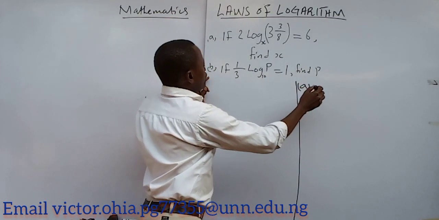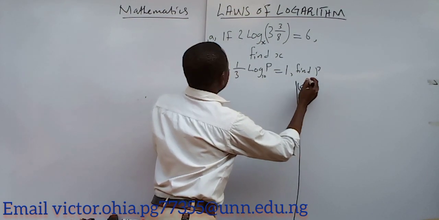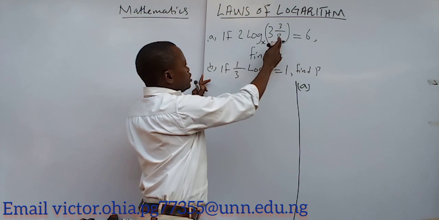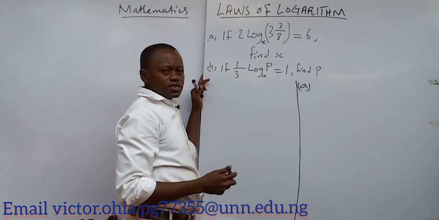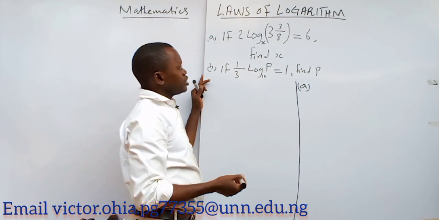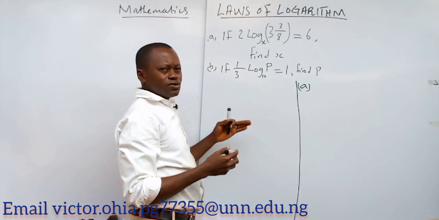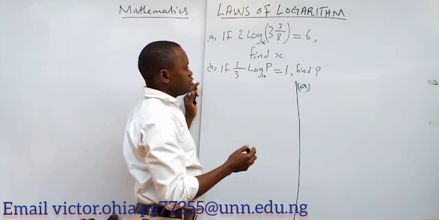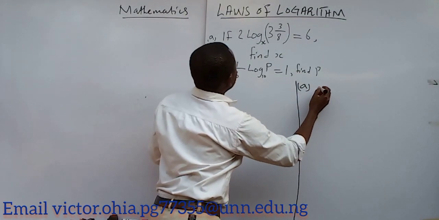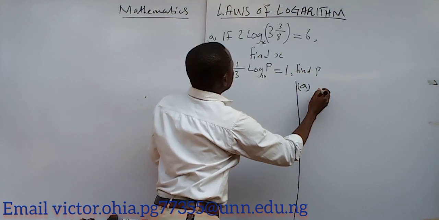Let's look at this number A that says if 2 log of 3 whole number 3 over 8 in base x is equals to 6, find the value of x. So how can one be able to handle that? This is a question you can solve in a few minutes if you know what to do. All right, let me look at it this way.